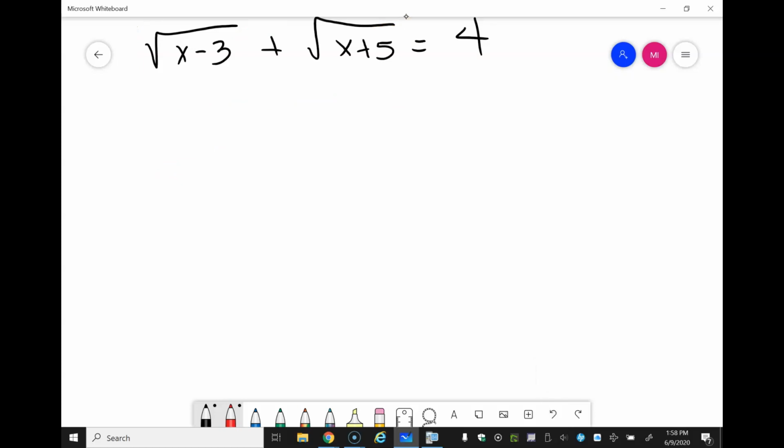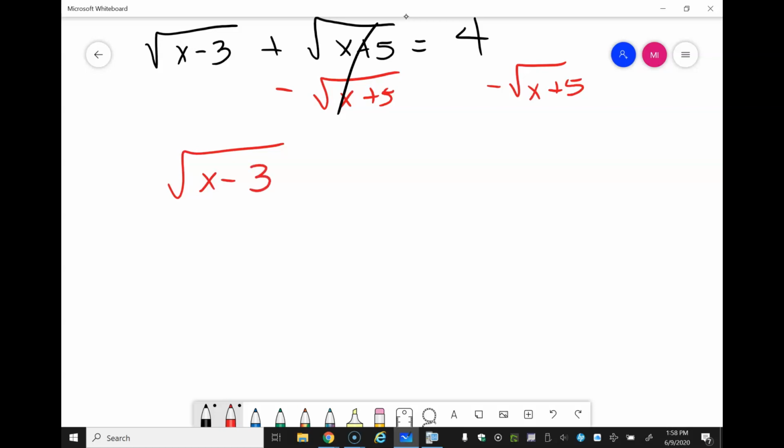So I'm going to make the problem somewhat easier by moving one of the square roots to the other side and squaring just one of them, because I don't want to FOIL both of them together. I'm going to take this one over here. That way this cancels out. So on this side, I'm left with the square root of x minus 3 is equal to 4 minus the square root of x plus 5.